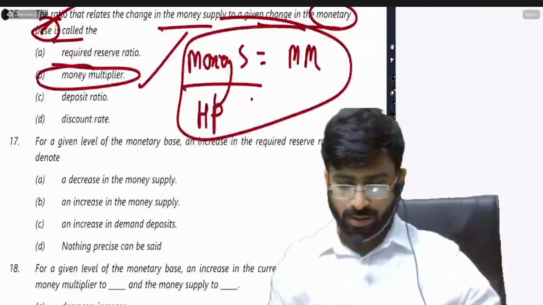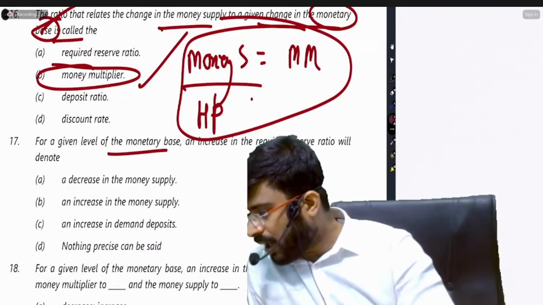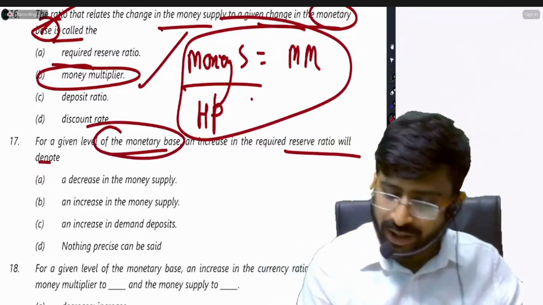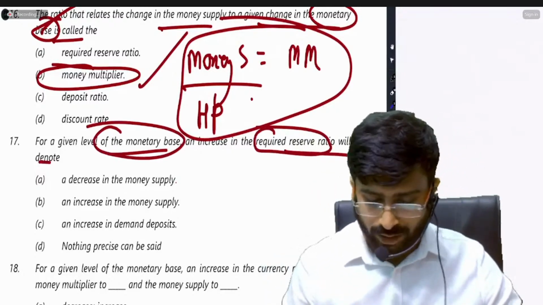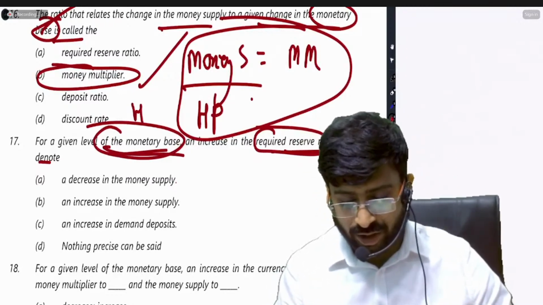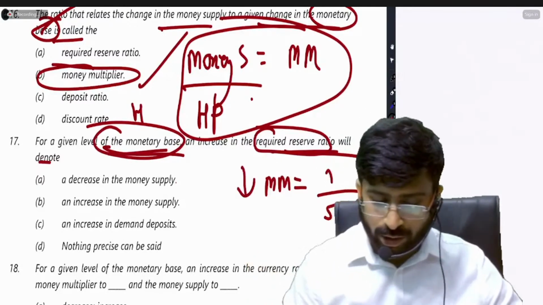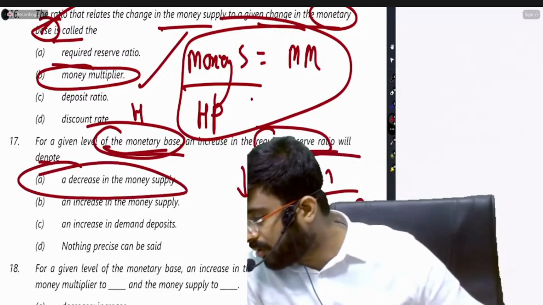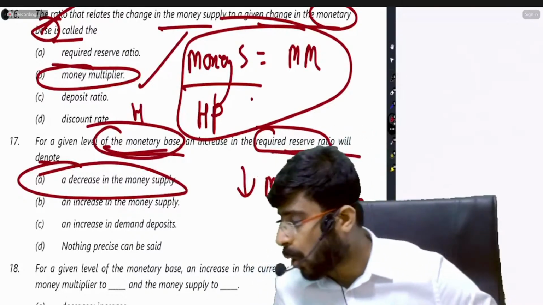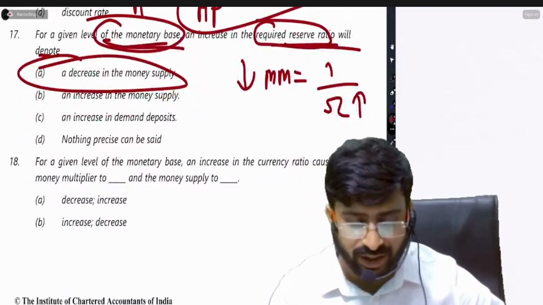Next, for a given level of monetary base, an increase in required reserve ratio will denote what? For a given level of monetary base means high powered money is constant. Increase in reserve ratio: I have taught you money multiplier is 1 by reserve ratio. If this rises, then this will fall. So there will be a decrease in money supply, of course. Yes or no? Question 17, is this clear, everyone?